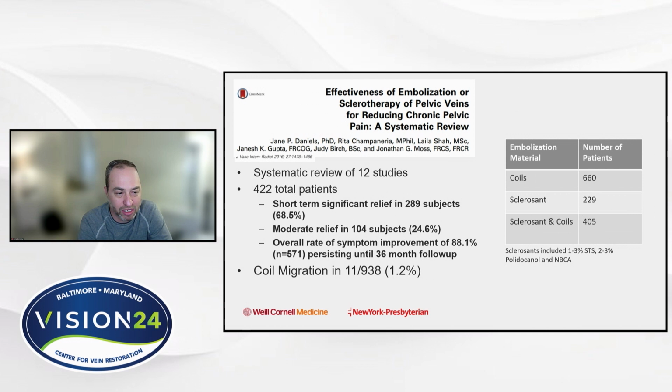Next slide. Here's another data set also from that same time frame, 2016, similar data set, similar systematic review, similar number of studies, 12 studies, also showing really high quality outcomes of coil embolization and sclerosant. We're seeing very high percentages, 88% persisting until 36 months out with really good outcomes. You do need to be aware of coil migration in 1.2%, and so it's something to be aware of. Next slide.